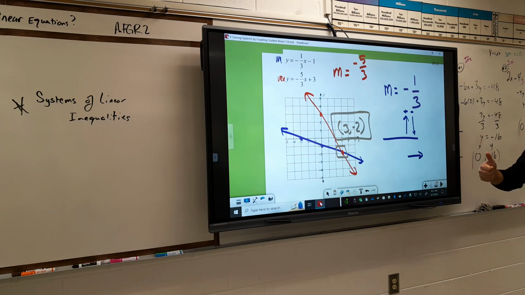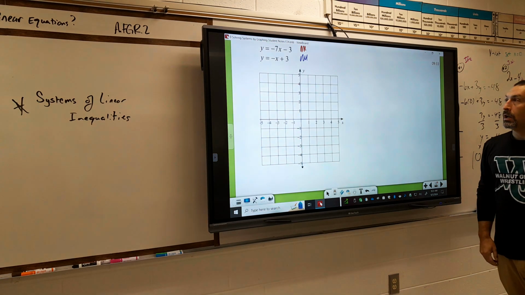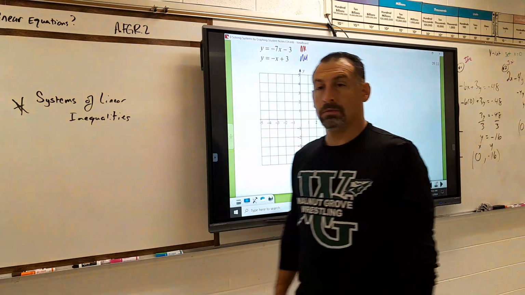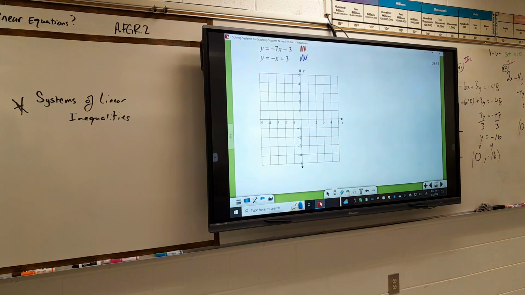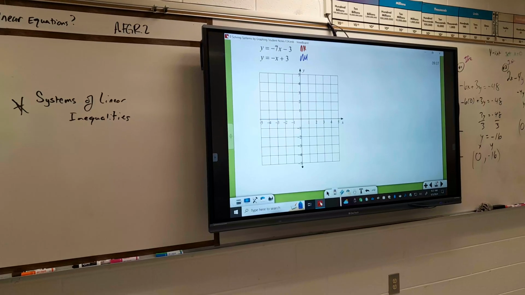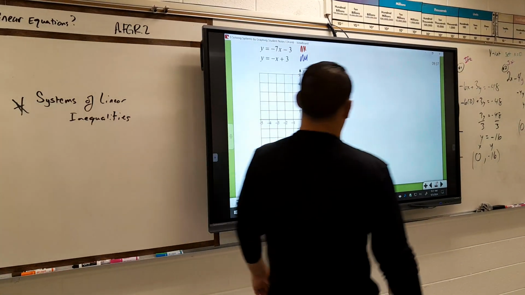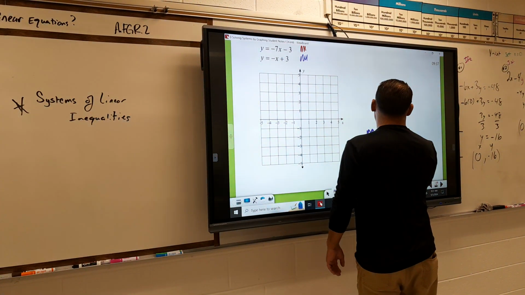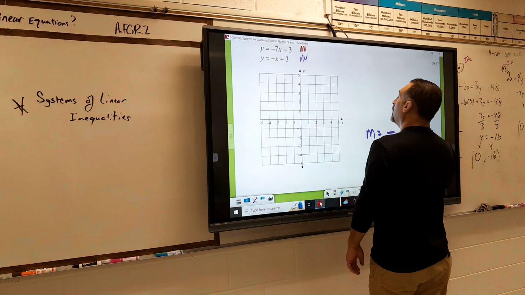All right, everybody good? Try this one. Okay, the slope of the blue one is -1.